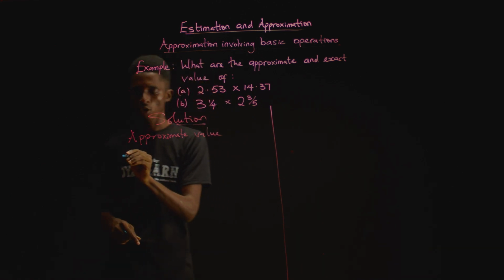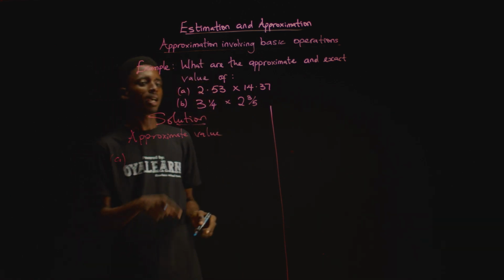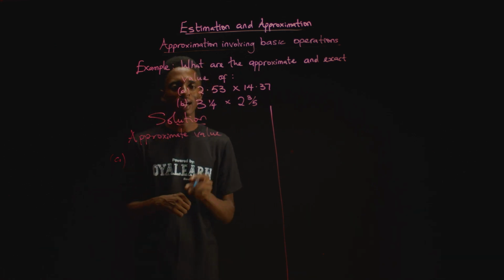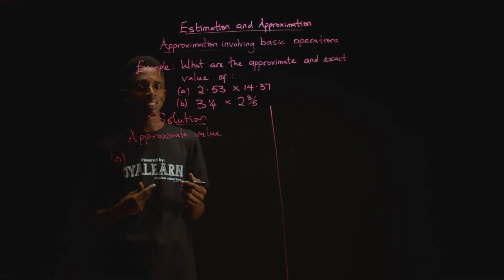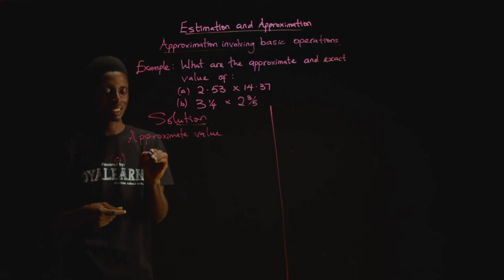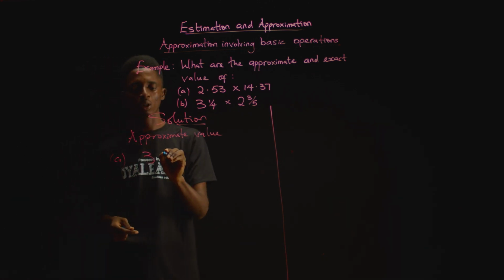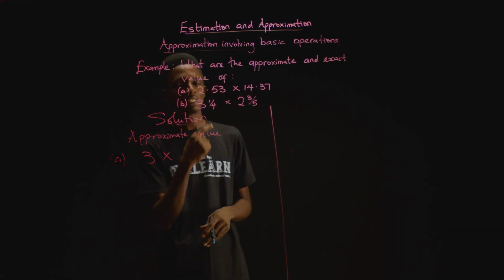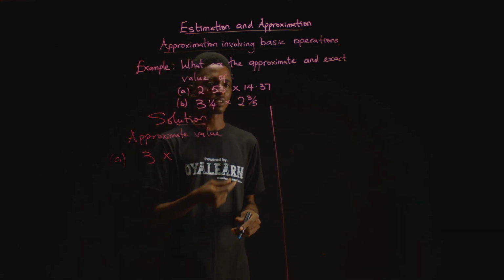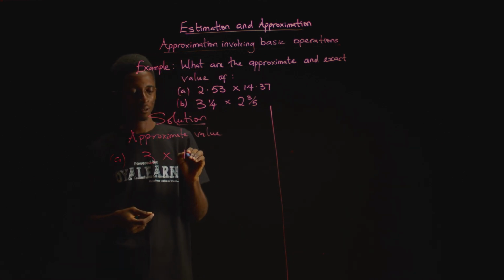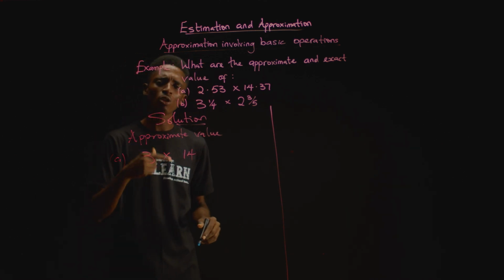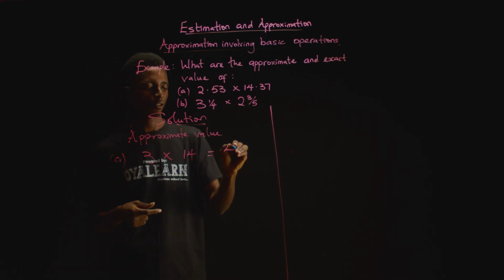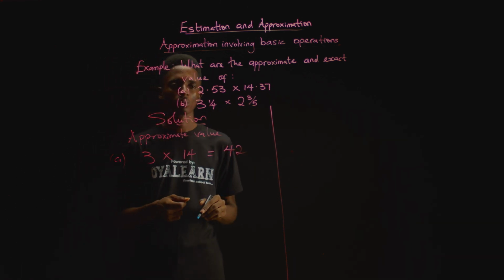Now, for A, first we have 2.53. If we approximate this number, we see that it is closer to 3 than it is to 2, so it is approximately 3. And then we multiply that by 14.37. It is closer to 14 than it is to 15, so we have 14. And what's the value of 3 multiplied by 14? That will give us 42.